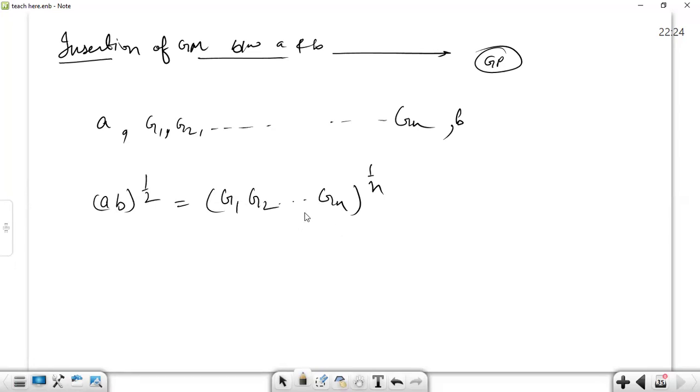Clear? As we know here, how many terms are there in the GP? These are n terms, and there are two terms left. How many total terms in the GP?